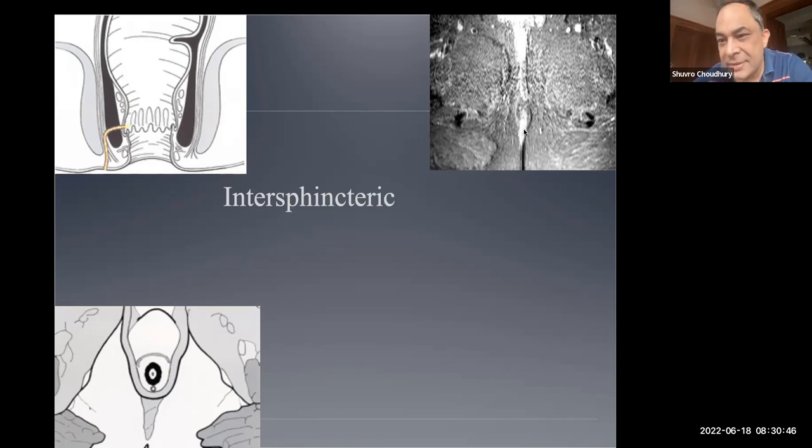That's it. And then I'll show you our paper in which we show that if you add contrast, then the definition of the internal opening is better. That's it. So T1 axial, T2 sagittal, T2 axial, thin section, high resolution, small field of view, fat suppressed images of the anal sphincter, axial and coronal, post contrast axial, finished. That's it. And honestly, this takes 15 minutes to do.